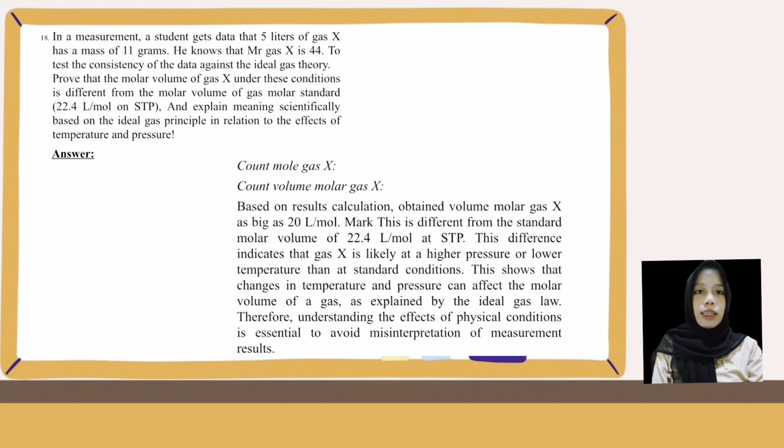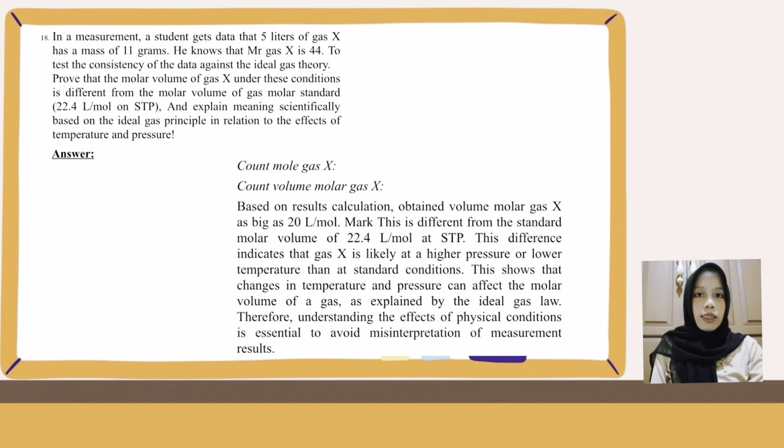In a measurement, a student gets data that 5 liters of gas X has a mass of 11 grams. He knows that Mr of gas X is 44. To test the consistency of the data against the ideal gas theory, prove that the molar volume of gas X under this condition is different from the standard molar volume of 22.4 liters per mole at STP, and explain its meaning scientifically based on the ideal gas principle in relation to the effect of temperature.